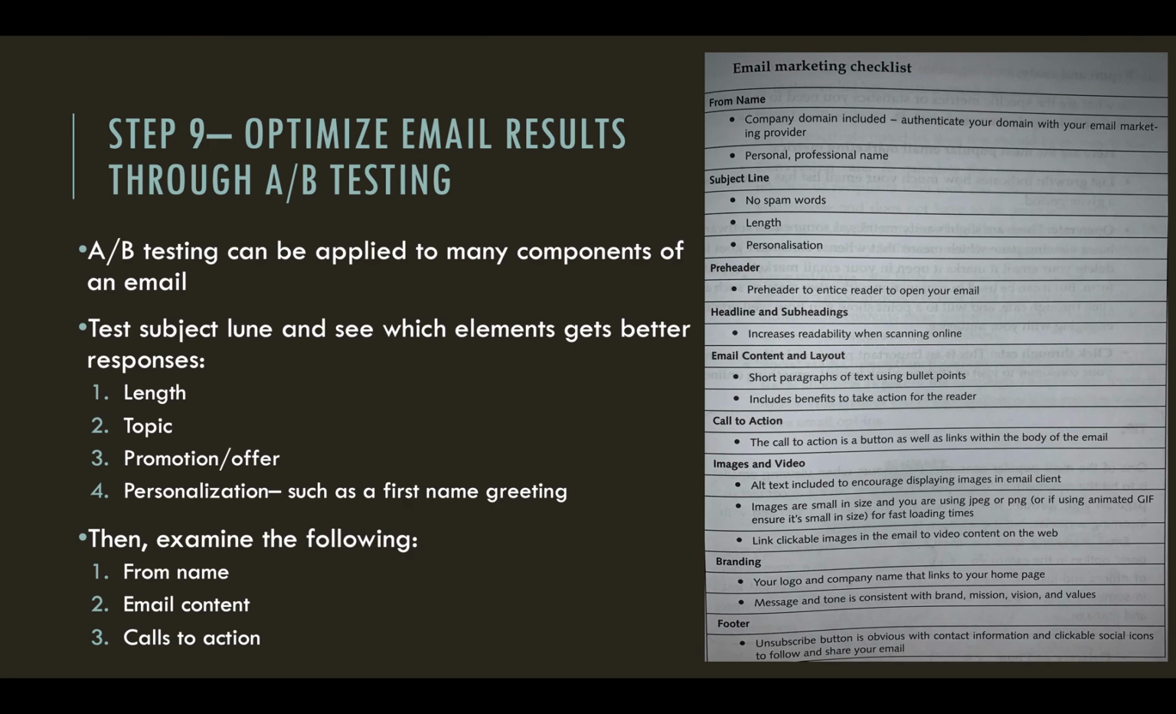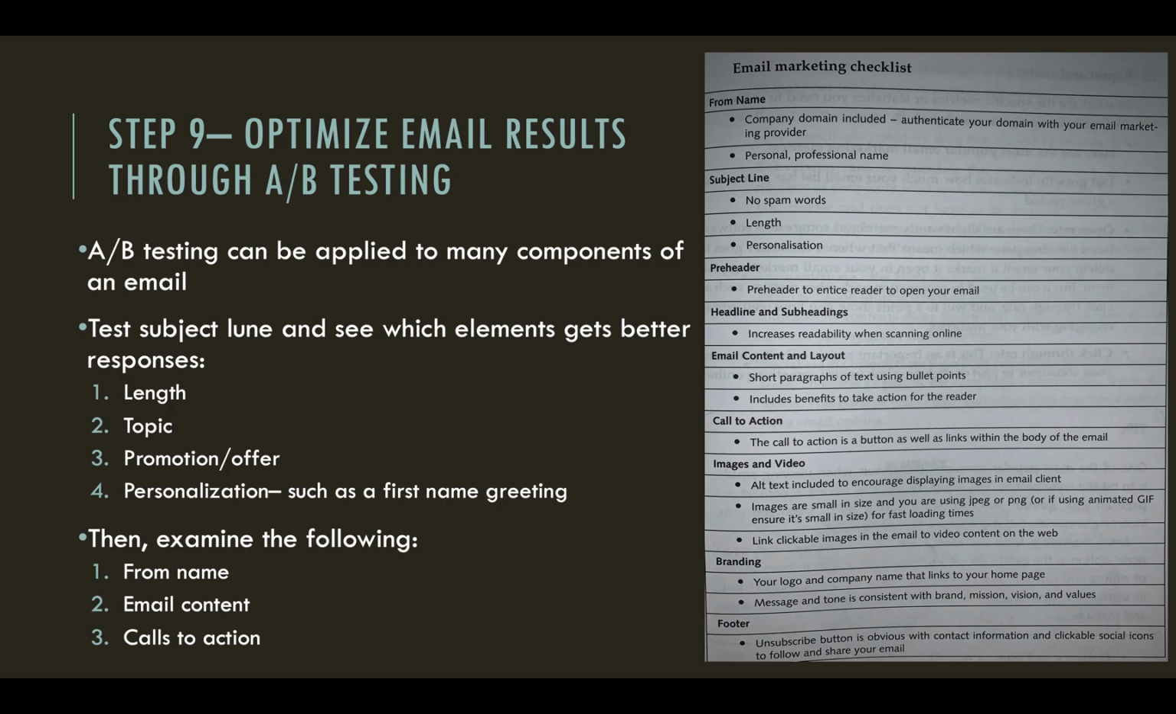Step 9 would be to optimize your email's results through A/B testing. I love A/B testing. I think it's really interesting to see consumer behavior based on different variations. A/B testing can be applied in many components of an email. The test subject will look and see, sorry for the little typo, it will not be a typo on the PowerPoint, but the test subject will actually look and see which elements are getting better response rates through length, topic, promotion and offer, as well as personalization, such as the first name greeting. Then examine the following from the name, the email content, and the calls to action.